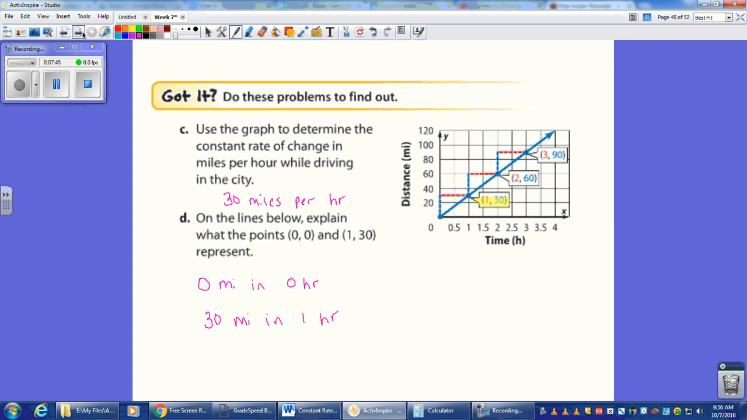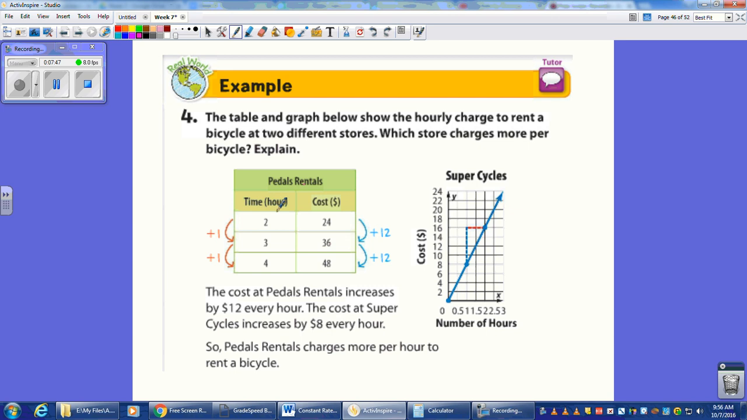So now looking at this, it's trying to compare the two. We look at this and say, oh, okay, pedal rentals, they're trying to say who's better. So I look at both of them and say, well, how much is 1 hour? I need to figure out which one of these is better by finding the constant rate of change. This one, they've already done the math for us, basically. My change in y was 12, so that goes on top. My change in x was 1, so 12 divided by 1 gives me that they are charging $12 per hour.